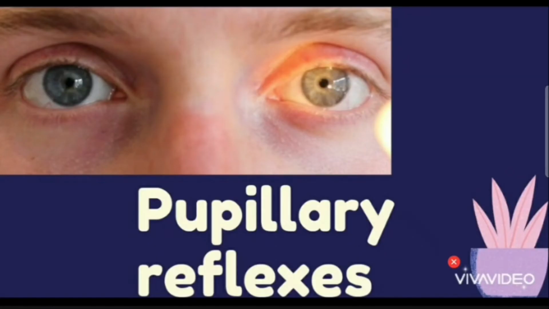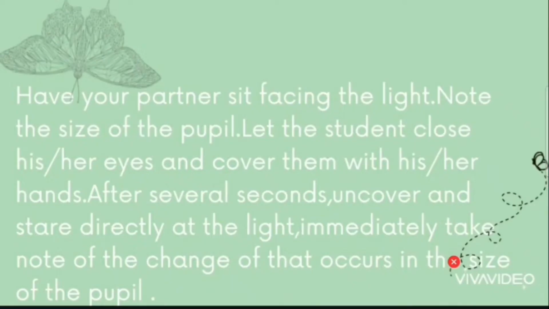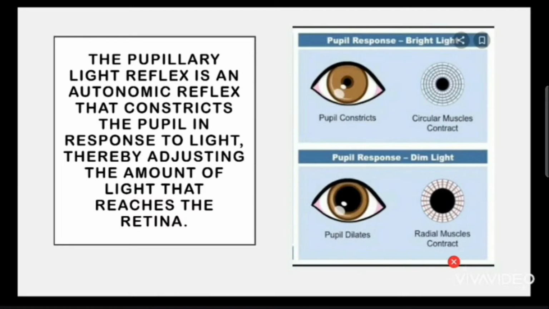Pupillary reflexes. Have your partner sit facing the light. Note the size of the pupil. Let the student close his or her eyes and cover them with his or her hands. After several seconds, uncover and stare directly at the light. Immediately take note of the change that occurs in the size of the pupil.